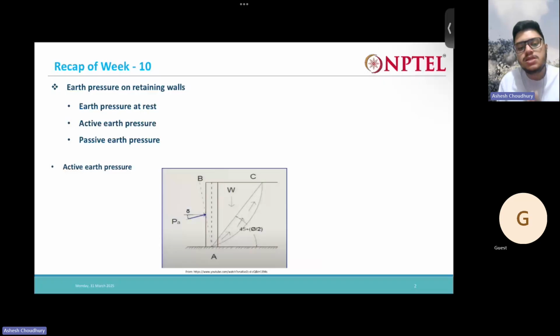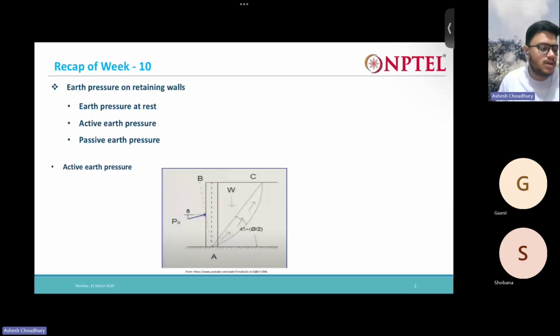Then we have the active earth pressure. Active earth pressure means the retaining wall moves away from the backfill. In that case, whatever pressure is exerted on the wall is called the active earth pressure. And then we have the third case, the passive earth pressure. This is when the retaining wall moves towards the backfill. In that case, the earth pressure exerted by the backfill soil on the wall is our passive earth pressure.